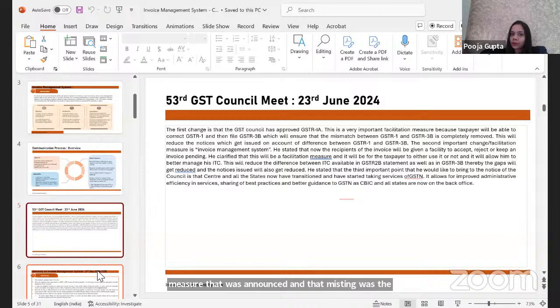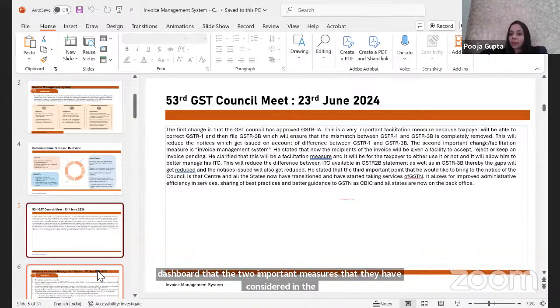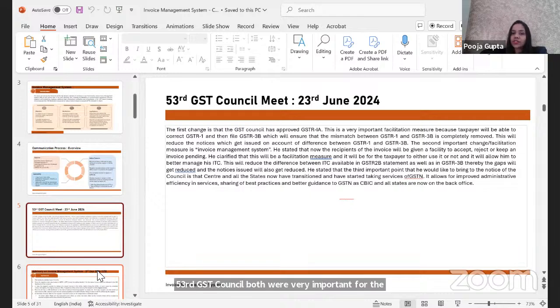Both of the two important measures considered in the 53rd GST Council were very important for taxpayers, the registered persons, from the GST point of view. GSTR 1A is very important because it is going to reduce the mismatch between the GSTR 1 and GSTR 3B. And the second important measure has been taken to reduce errors on account of ITC mismatch.